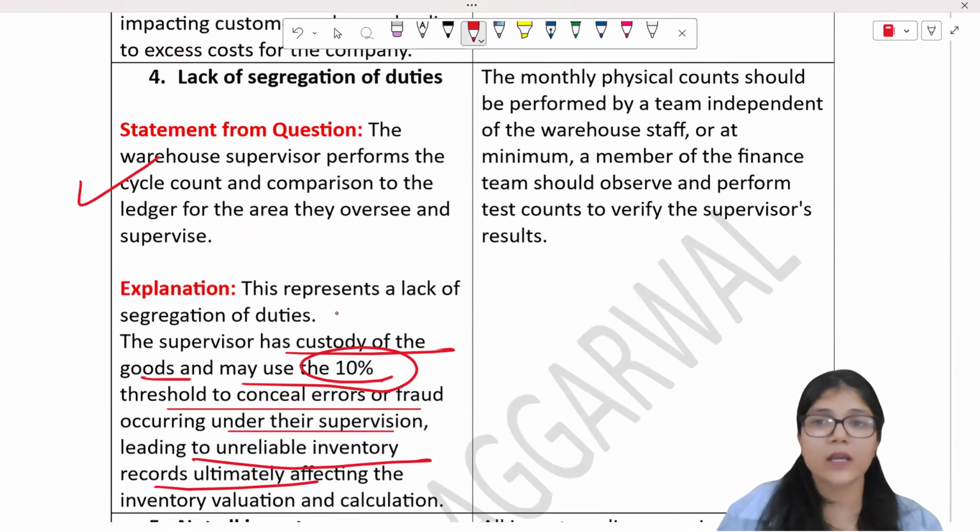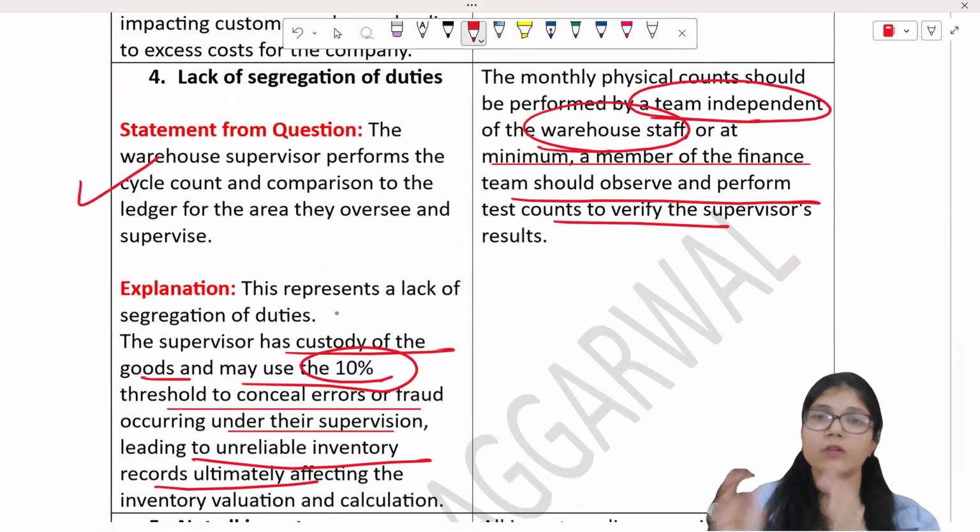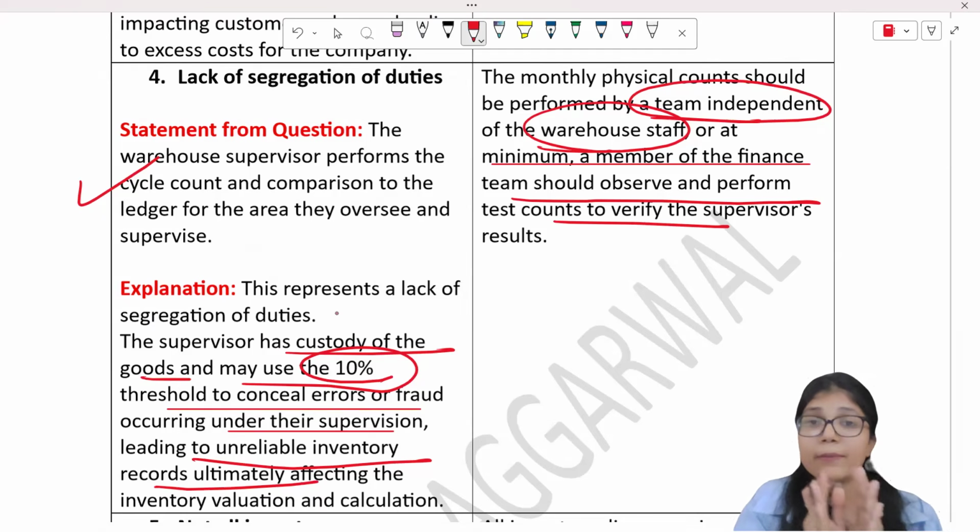So the monthly physical count should be performed by a team independent of the warehouse staff, or at a minimum a member of the finance team should observe and perform the test. So somebody else should be doing the count, and somebody else who is supervised enough should be doing the authorization or investigation. Right? So that is your fourth point.